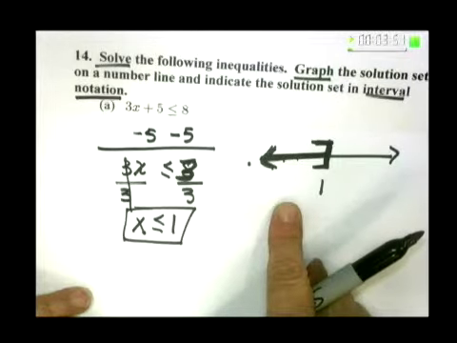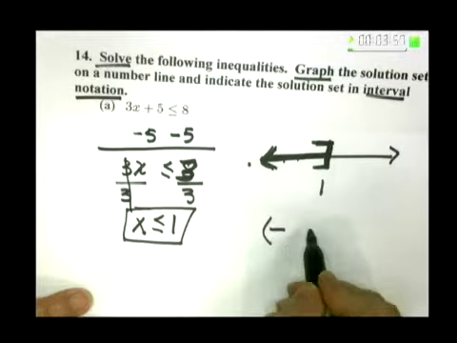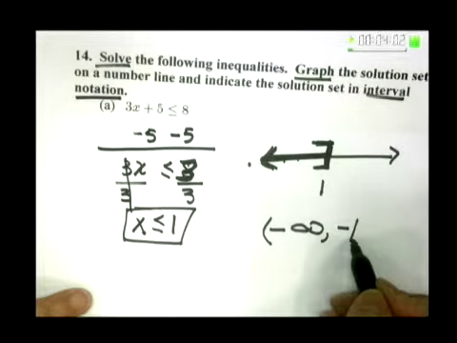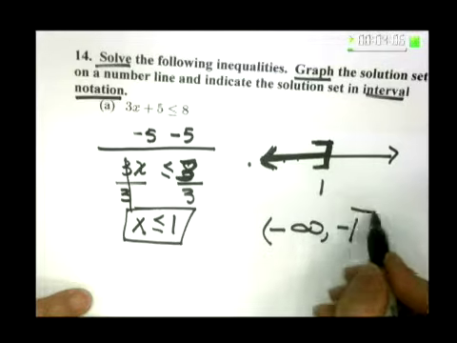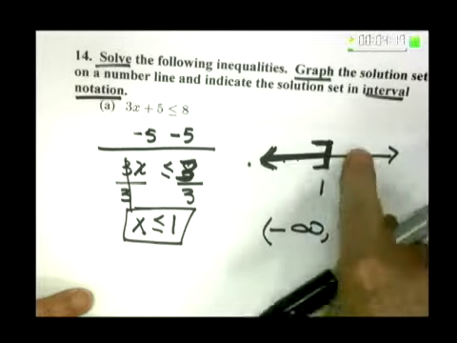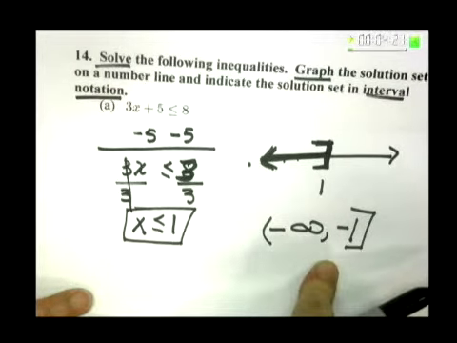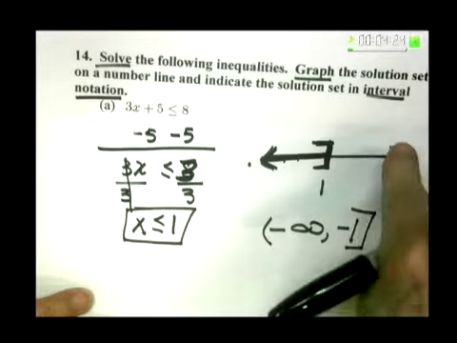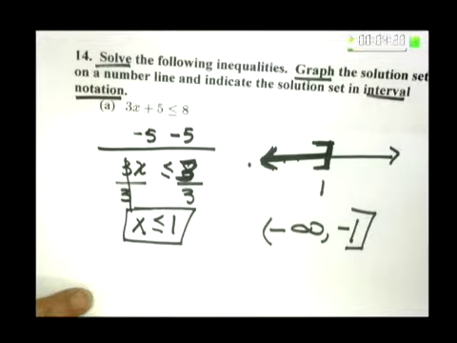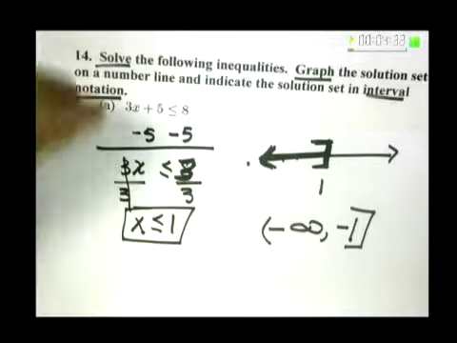And then the third part that they're asking us to do is write this in interval notation. And so I'm going from negative infinity up to 1, but not only up to 1, but including 1, so I put a bracket here. And so that is my answer in interval notation. Okay? So I've got the solution, the graph, and the interval solution: the solution written in interval form, the solution written in graphical form, the solution written in set form. Okay? Let's go on to the next question.